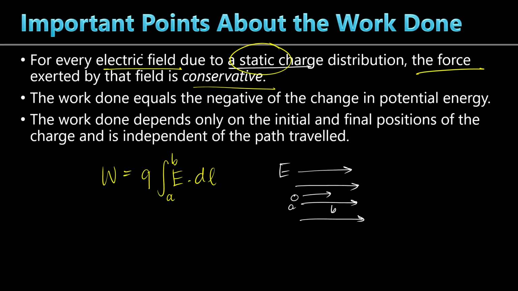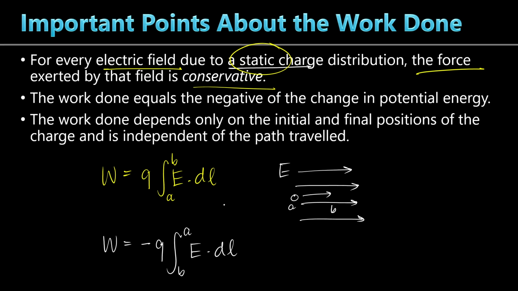Okay? However, mathematically, we can rewrite this work. If we interchange the limits, this becomes B and this becomes A, then the work done will be equal to the negative of this. Right? When we interchange the limits, the definite integral becomes negative, so this becomes equal to negative Q times the integral of E dot dl, this time from B to A. Okay? So basically, these two are just the same. However, they are written in two different ways. One is from A to B, and this one is from B to A.